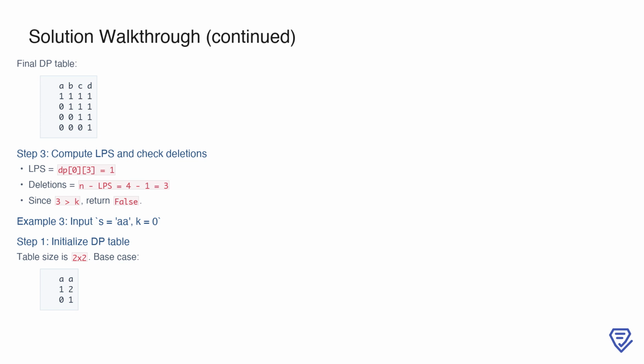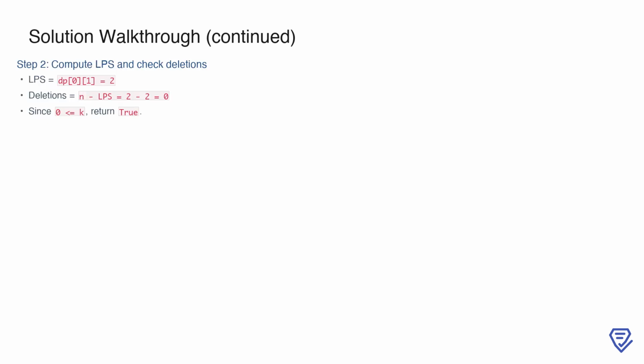The DP table for this string is a 2 by 2 table, and the diagonal is initialized to 1 for the base case. Since the two characters in the string are identical, the value at dp[0][1] becomes 2, representing the LPS of the entire string. For the string AA, the LPS is the value at dp[0][1], which is 2.